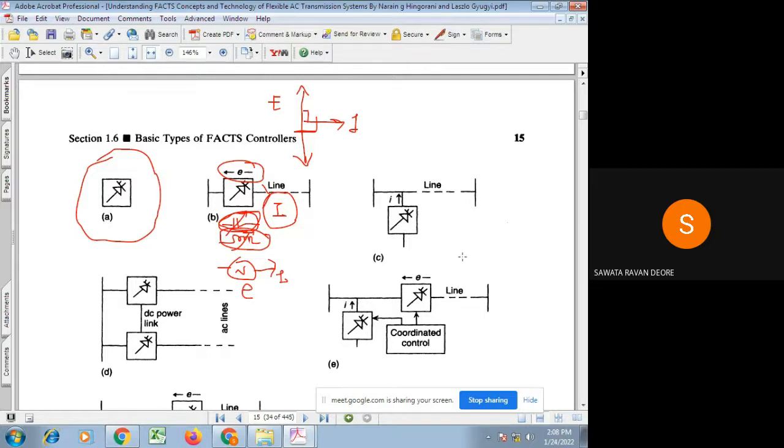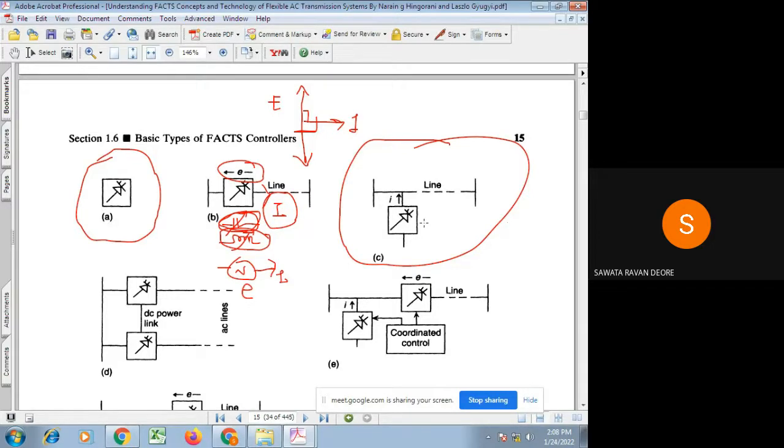Second one is the shunt FACTS controller. Now, similar to the series FACTS controller, this shunt FACTS controller can be a variable impedance, like a capacitor or reactor, or it can be a voltage source of fundamental or subsynchronous or harmonic frequency or a combination of it.